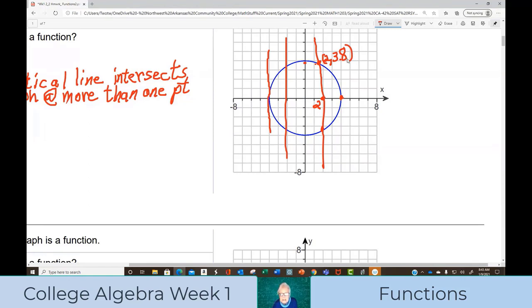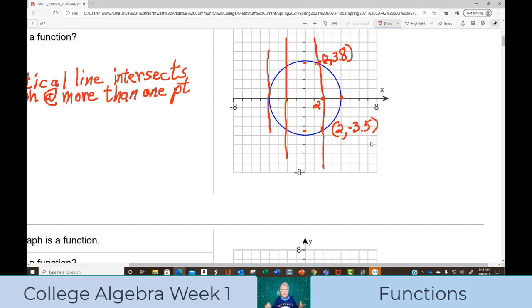But 2 is also being mapped to whatever that number is. -1, -2, -3. It kind of looks like -3.5. So 2 is being mapped to -3.5, which is 3.5.